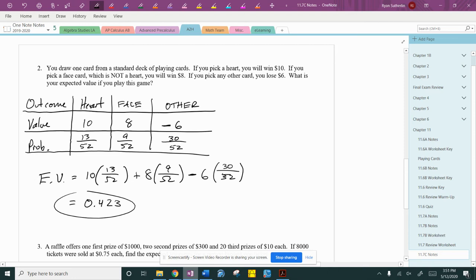Even if you lose at the beginning, if I imagine playing this game 100 times, I will end up with $42. It's just following the mathematics. So that is a game that you definitely want to play.